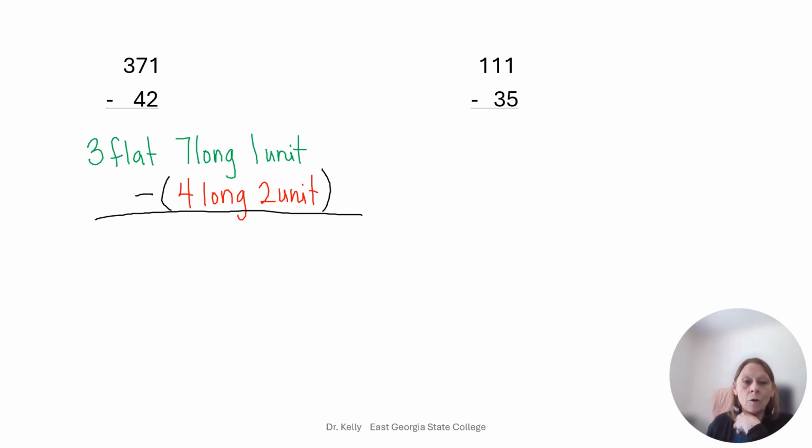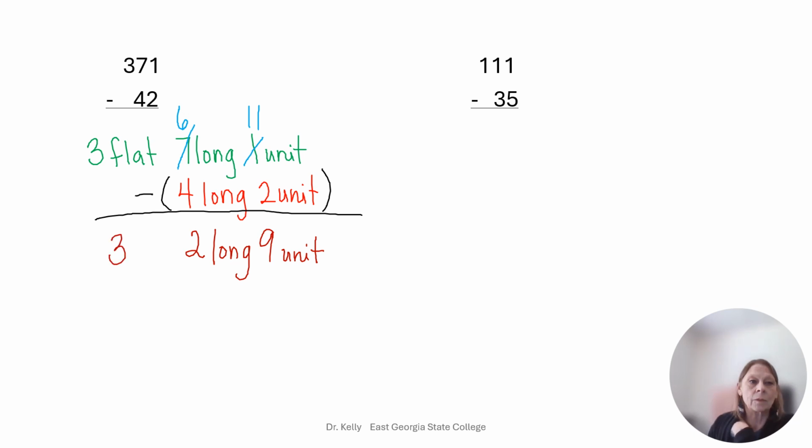Okay. Now, when we take a look here, we have 2 units to take away from 1. Well, we can't do that. We're going to have to change that 7 into a 6 and make this now 11 units, adding 10 to that unit. So now we can say 11 minus 2 is 9 units. Moving on to the next, here we have 4 longs out of 6 longs. Oh, nice. So we're left with 2 long. And because there's nothing to subtract here from these 3 flat, we're left with 3 flat. So our answer is 329.